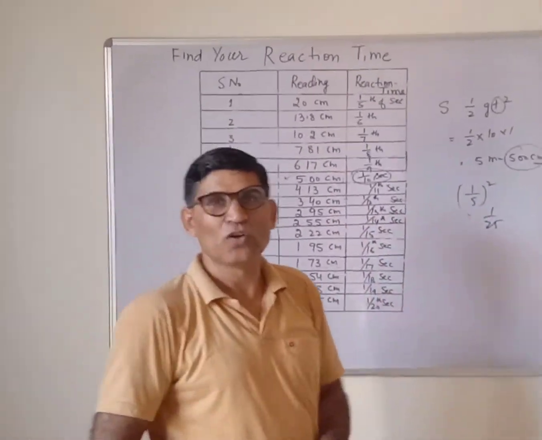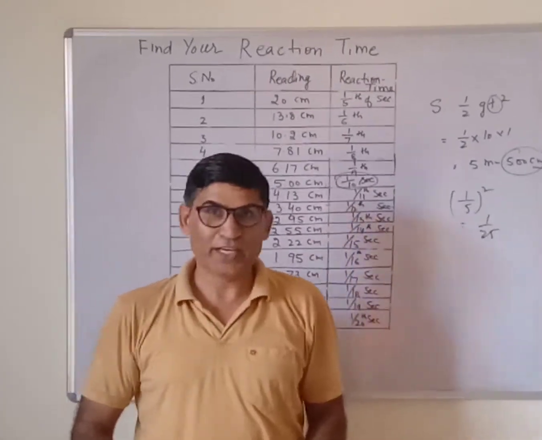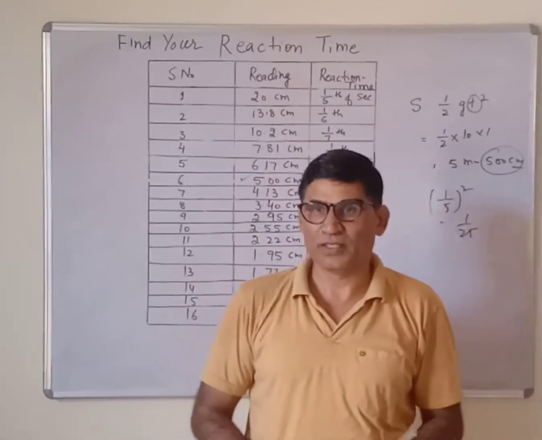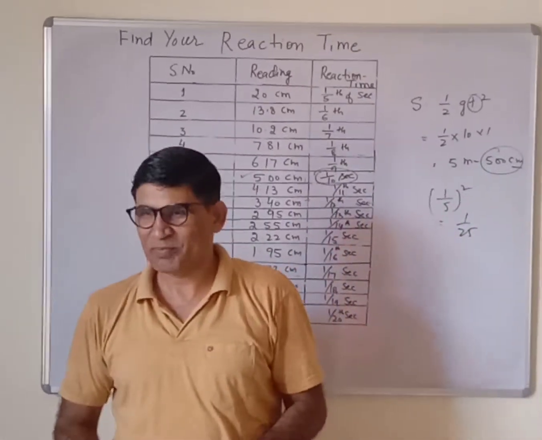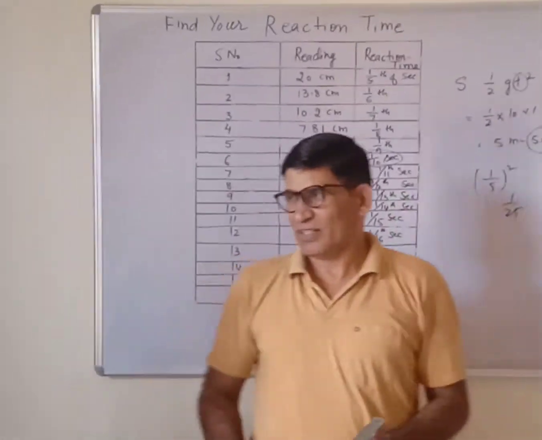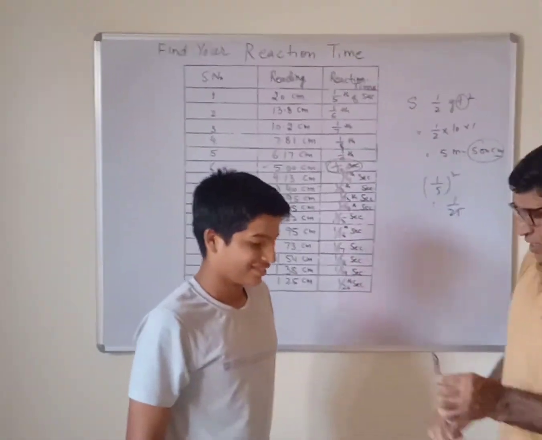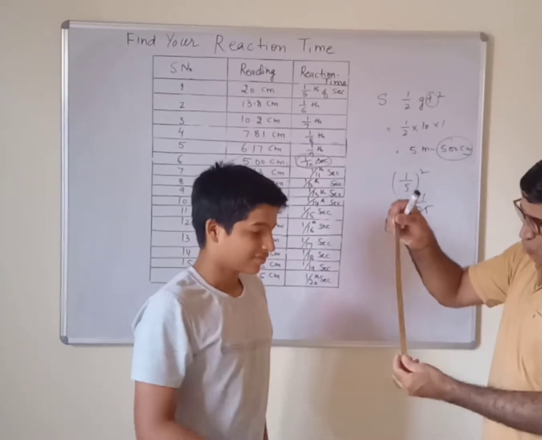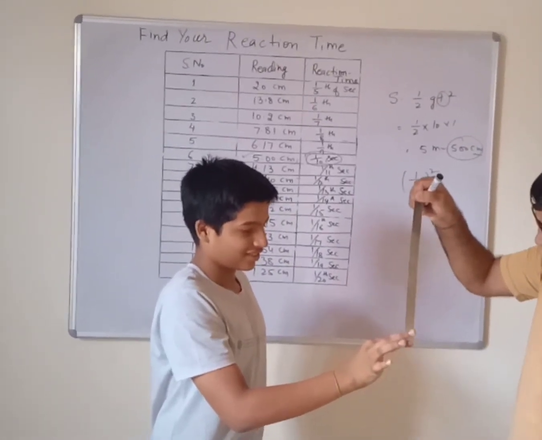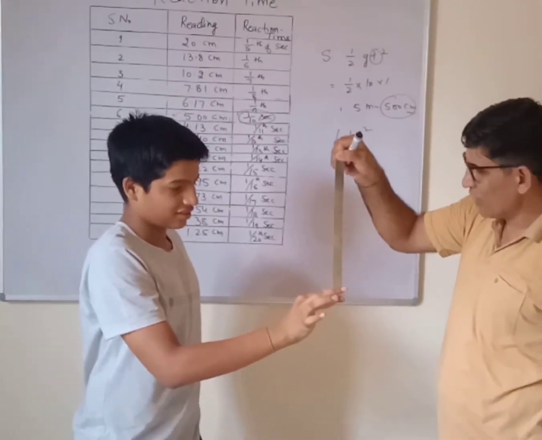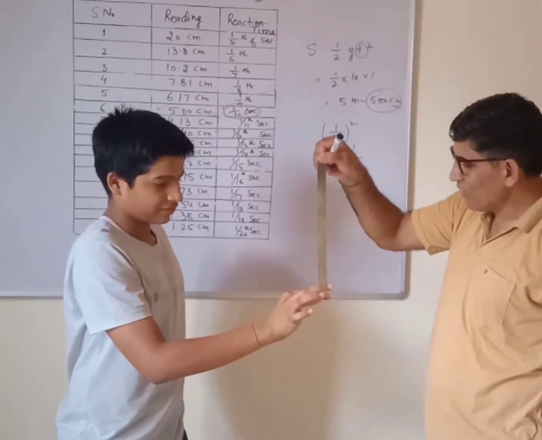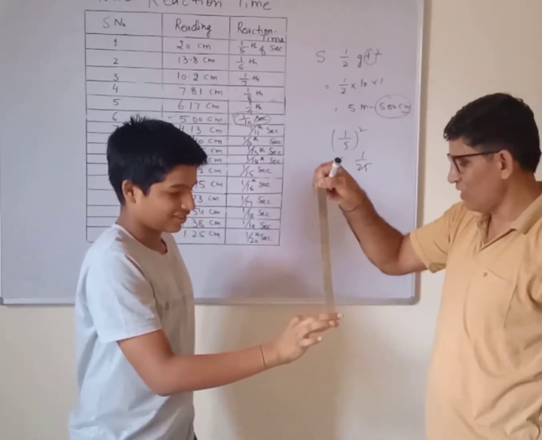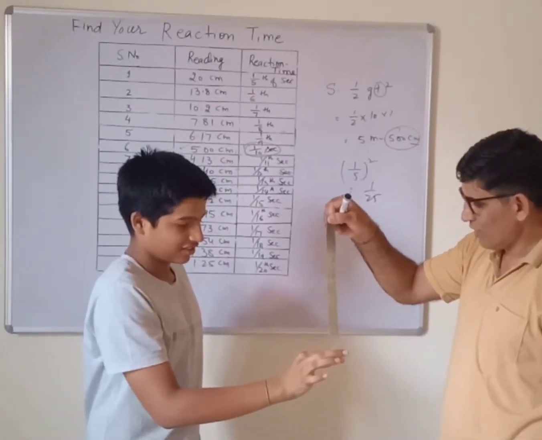Now I will call one of the students and demonstrate how to find the reaction time. First of all, I am inviting Mr. Ankit. Ankit, please come on. I will measure your reaction time. You have to be very alert. Stretch your fingers and thumb, and when I release the scale quickly, you have to catch it. I can release it anytime. You will be given 3 chances, and the best of the 3 will be your reaction time.